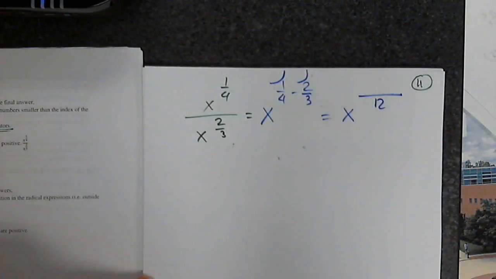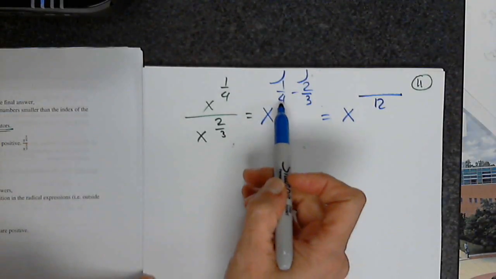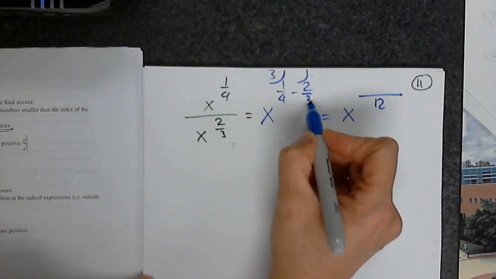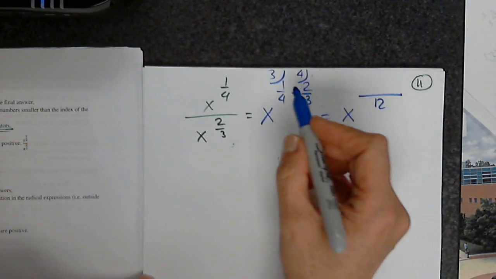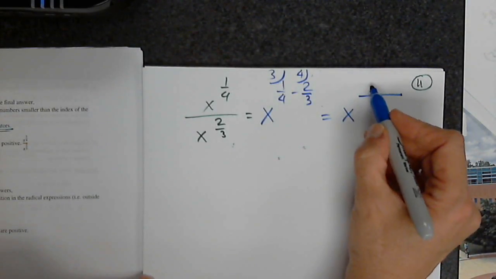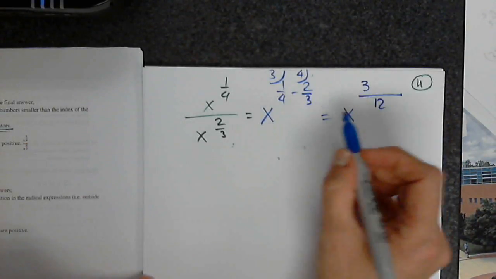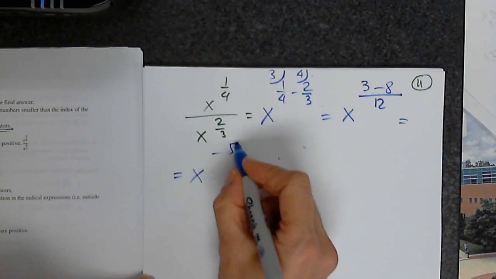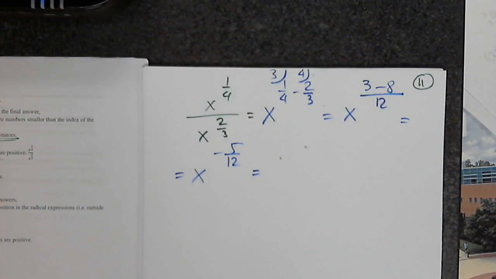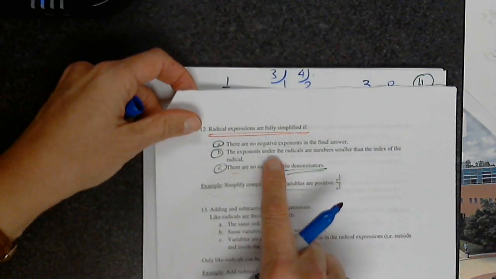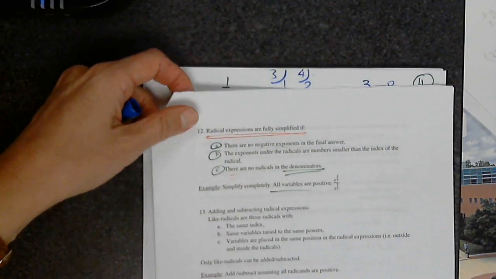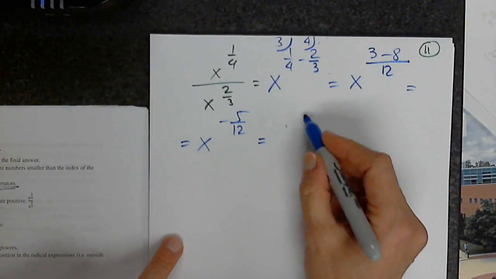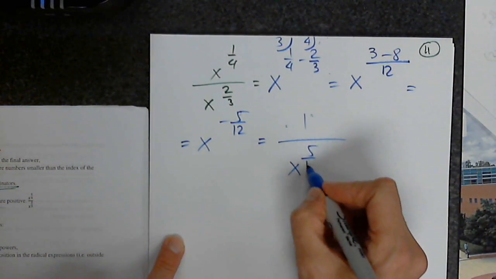So I need adjustments for the tops. What is the adjustment for this one that has 4 in the denominator? And this one that has 3 in the denominator? 4. So then the numerator is? 3 minus 8. Yes, 3 minus 8. So this is -5. So x to -5/12. So no negative exponents in the final answer. What do I do? Very good. Excellent. 1/x to 5/12.